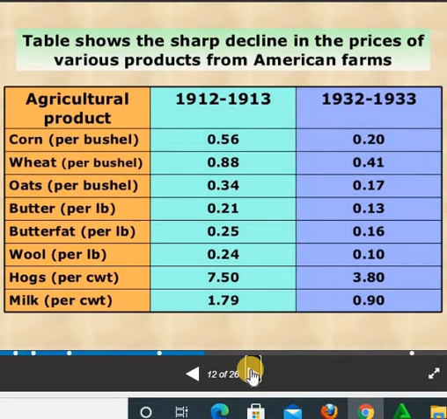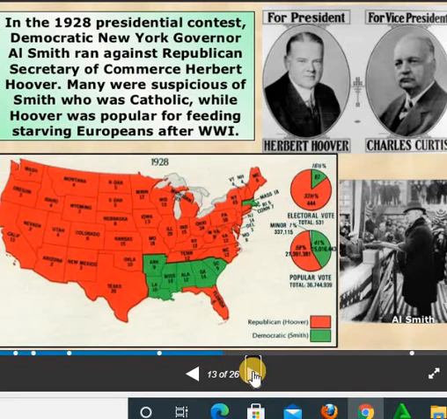So here I've also made a chart whereby you can see the sharp decline in prices of various products from American farms. We can just take a look at corn. In 1912 to 1913, it was costing at least 56 cents, but in the early years of the Great Depression, that is 1932 to 1933, it fell to 20 cents. So this is how bad things were.